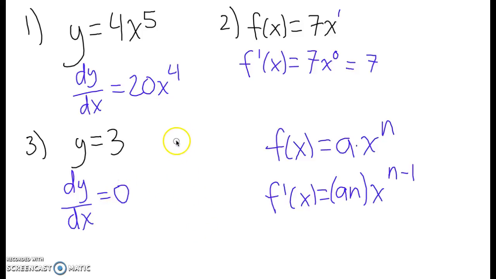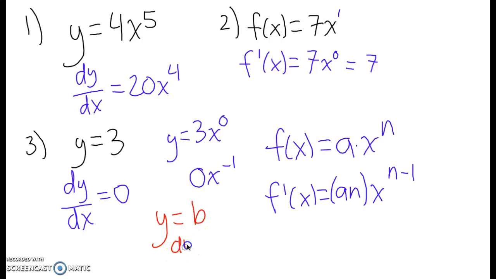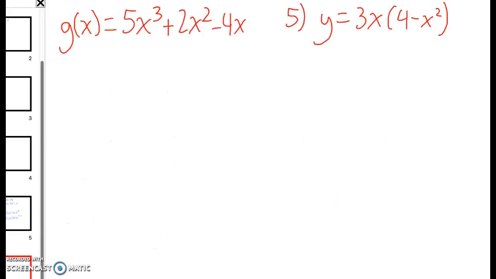If you're wondering how we got there, you could think of y as 3 times x to the 0. And then if we use our power rule, anything times 0 is 0, so I get 0x to the negative 1 for my derivative, which is still just 0. This is actually true no matter what the constant is. So if I have y equals b, where b is any constant, then the derivative dy dx is always equal to 0. It doesn't matter what the number is, it's always going to be equal to 0 for the derivative because they're all just horizontal lines.